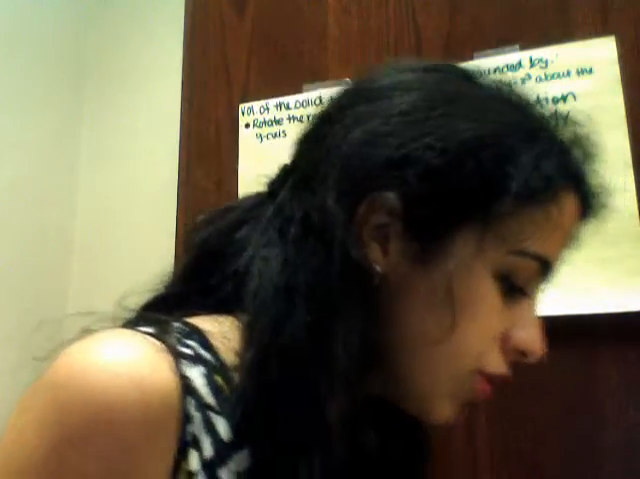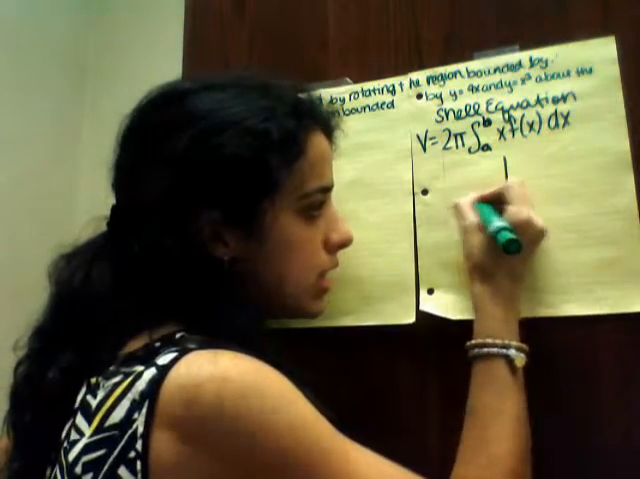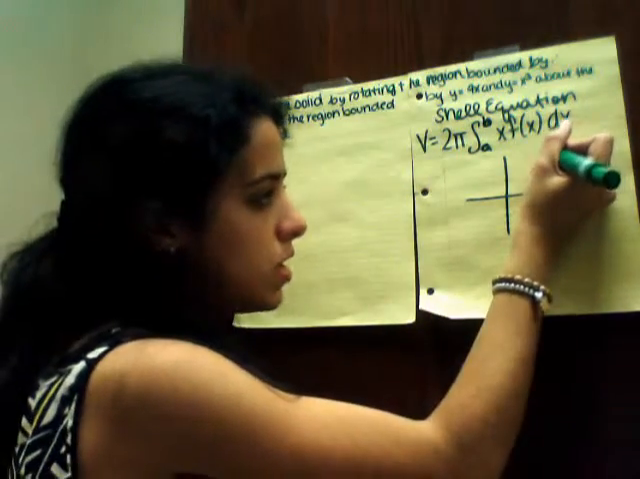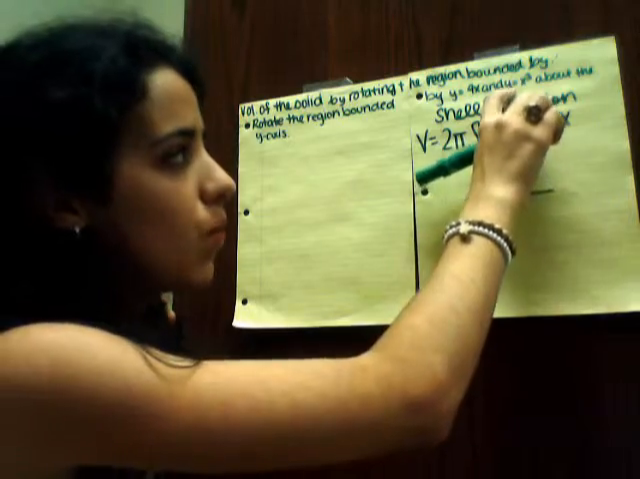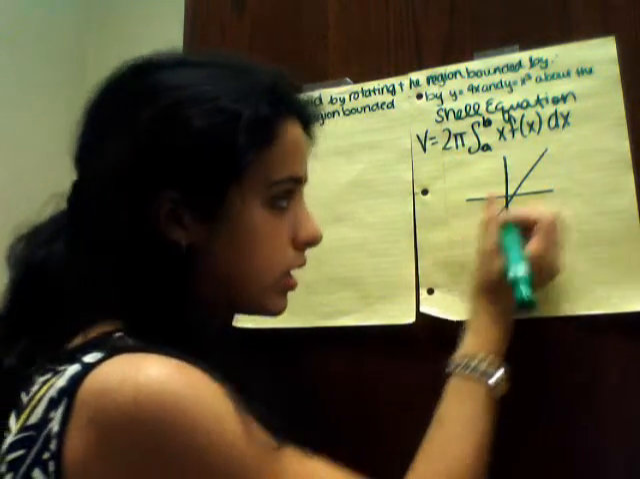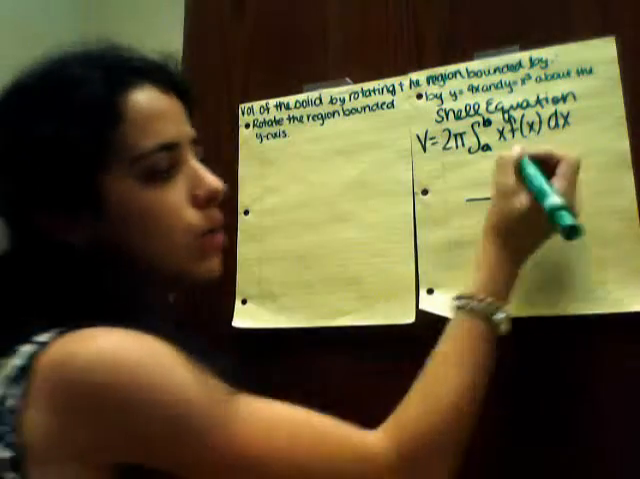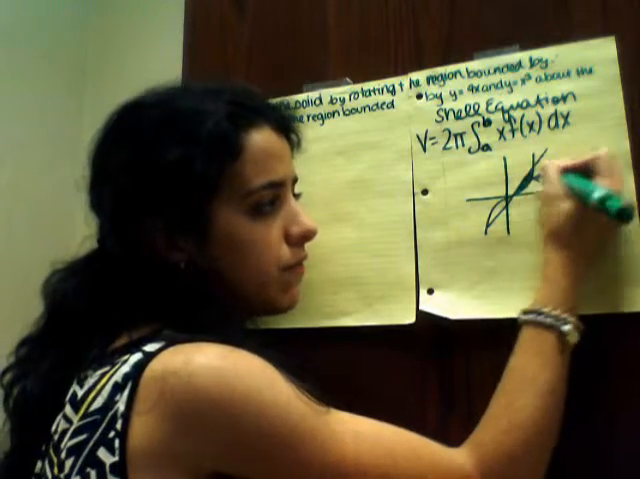For this equation specifically, we can see it in the graph. Since we have y equals 4x, it goes about here, and y equals x cubed gives us a curve that goes about here. So what we want to find is this volume.